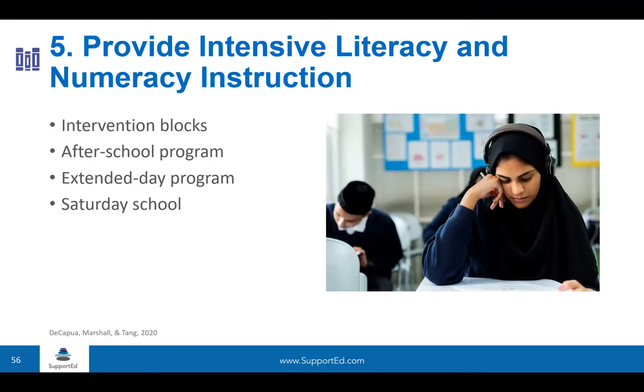Sometimes we need to provide those intensive skills in intervention blocks or additional program models such as after school programming, extended day programming, or Saturday schools. However, depending on how the time that you have is set, you can focus on building that in through intervention blocks.